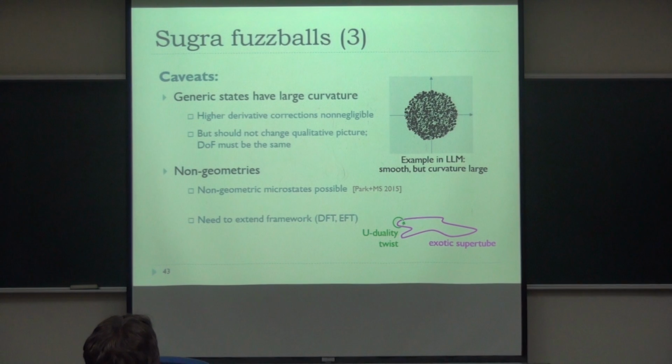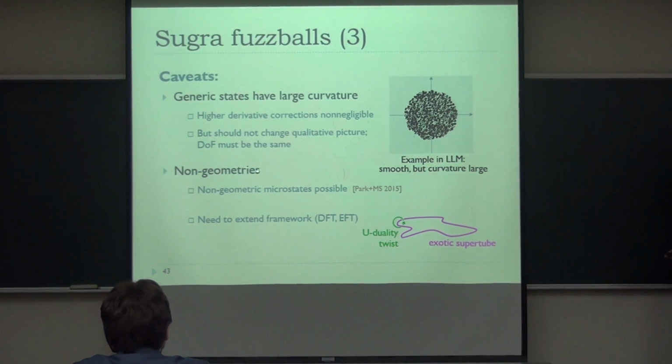Okay, some more words, caveats. So as I said, very general states have large curvature, and this is what I already said. And there were some questions about this, so I'm not going to repeat this. Okay, so there are some things to be careful about.